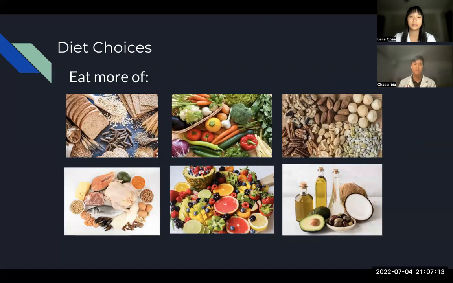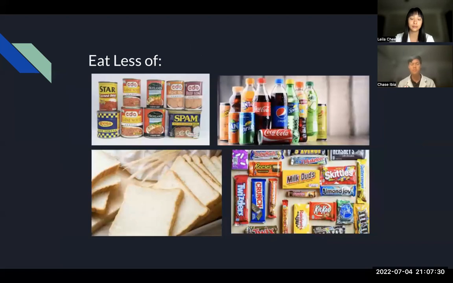So on to diet choices. In general, people with diabetes should be eating more whole grain foods, fresh fruits and veggies, healthy nuts, lean protein, and healthy oils such as coconut, avocado, or olive oil. And should be eating less of processed food. And this can be considered like canned foods or fast food. Should also be eating less refined grains such as white rice or white bread, and should be limiting the amount of sugary drinks and sugary snacks you're consuming.